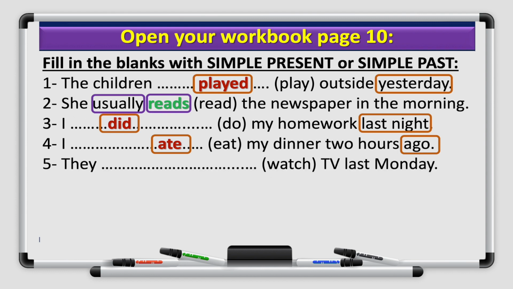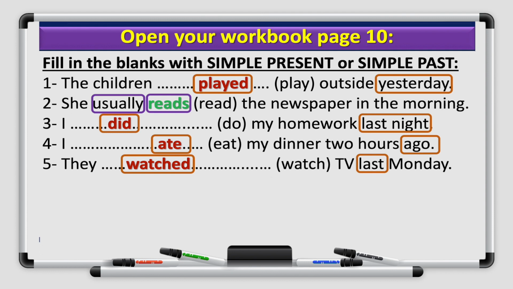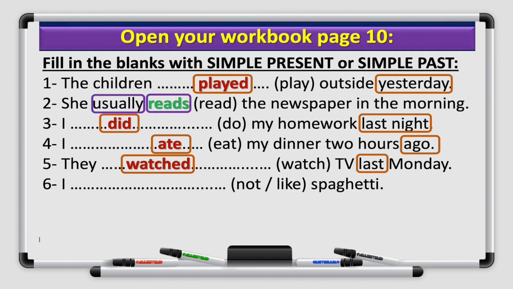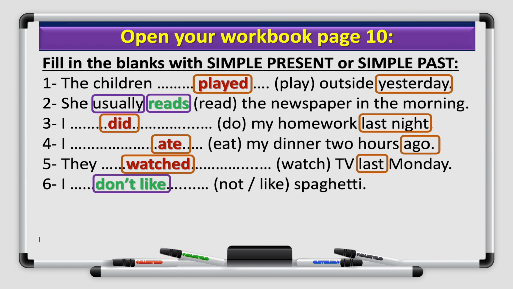Number 5. They watched TV last Monday. Another keyword here. Last. So they watched TV last Monday. Number 6. I not like spaghetti. You're expressing your dislikes. I don't like spaghetti.